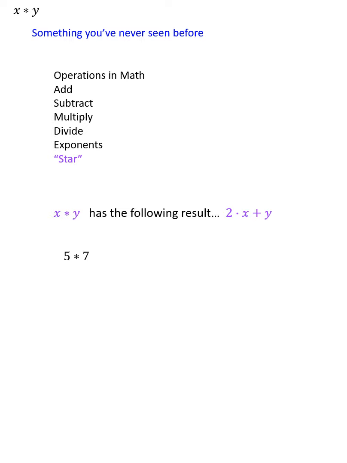Suppose in this new made-up operation called star, I were to ask, what's 5 star 7? By the way, this does not mean 5 times 7. So if I were to ask, what's 5 star 7? Well, by definition, it's 2 times 5 plus 7. Where did the 2 come from? Well, look at the right side of your screen, the definition of what it means to do x star y. I'll pause while you let your brain process.